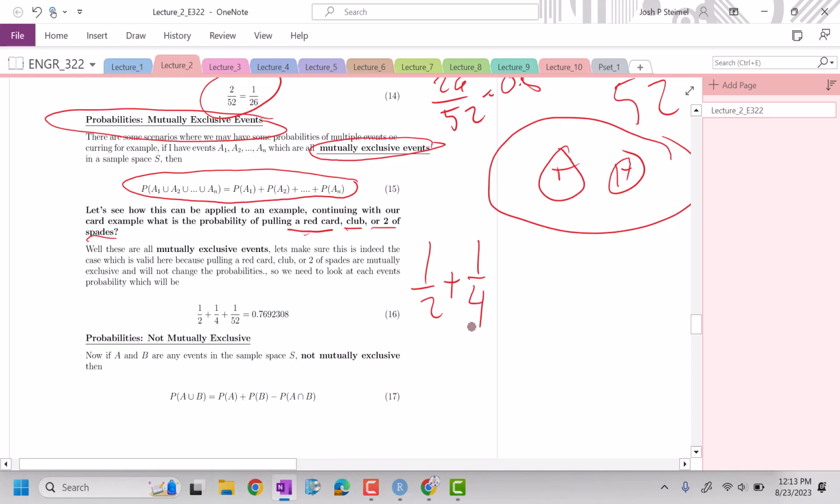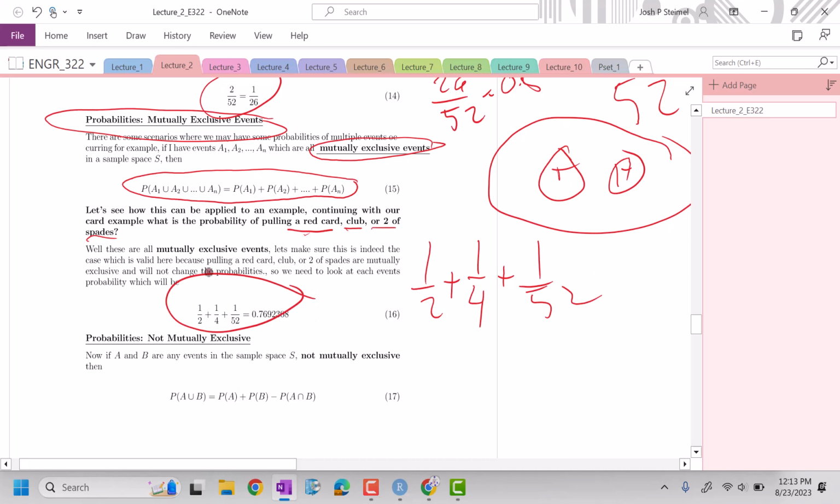So a red card and a club are mutually exclusive. I can't pull a card that is simultaneously red and a club. And we've got one more, or a 2 of spades. The 2 of spades is not a club, and it's not red, so that would satisfy this. The 2 of spades is 1 out of 52, and we can find our probability.